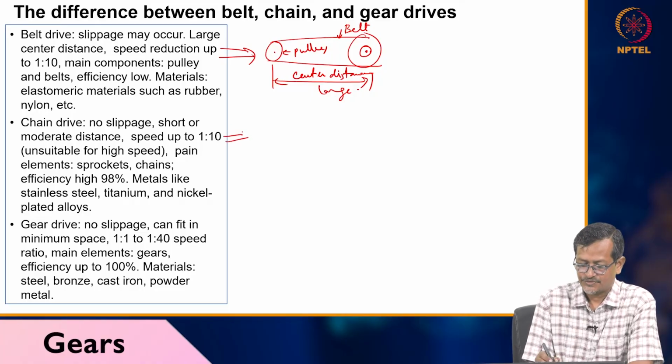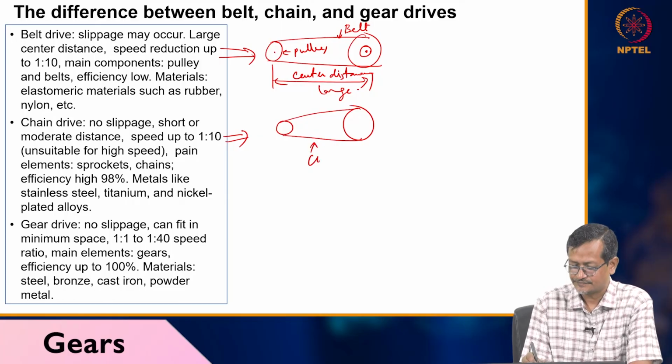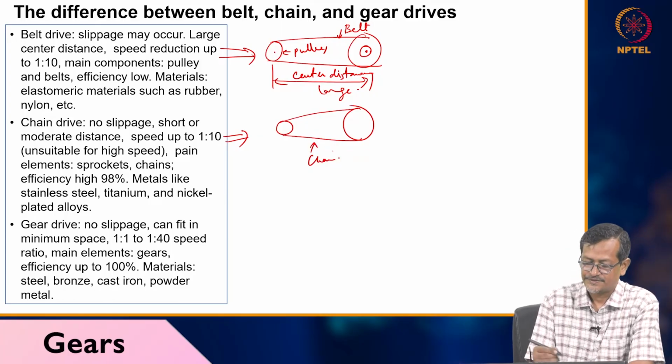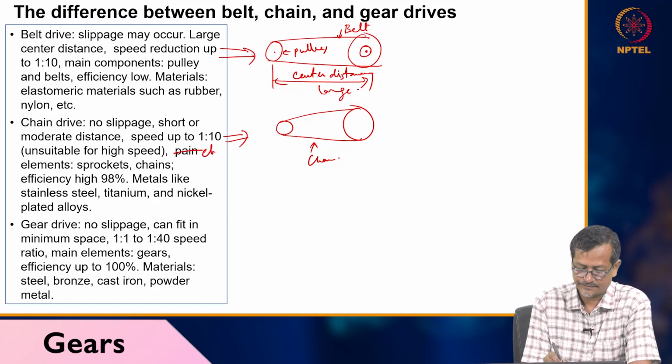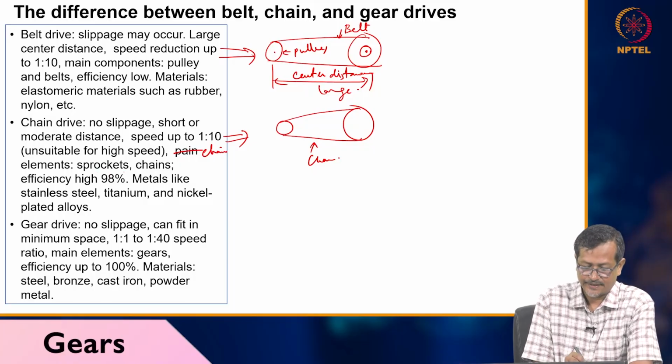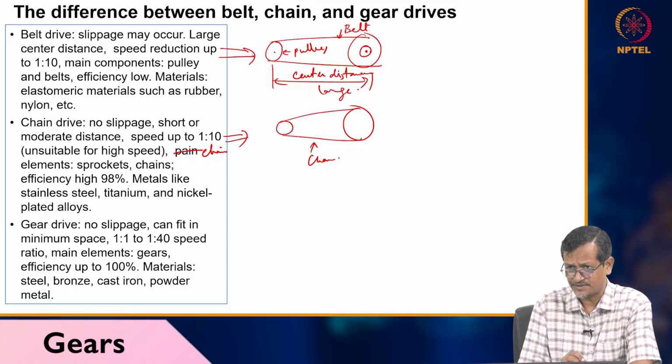Chain drive. So chain drive you are already using in your cycle, bike, right? In chain drive also you have two sprockets and you have a chain. Speed reduction 1:10. The chain element, like sprocket and chain, is the basic element. Efficiency is very high, 98%. Metals like stainless steel, titanium, and nickel plated alloys can be used for chain drive systems.